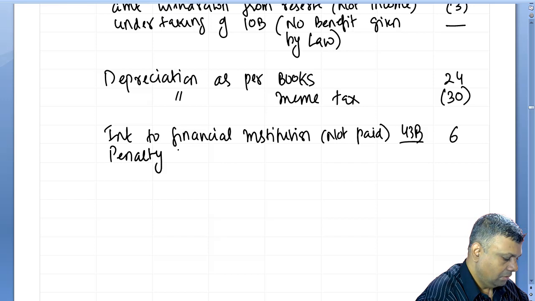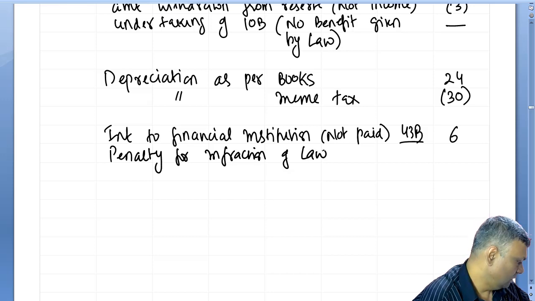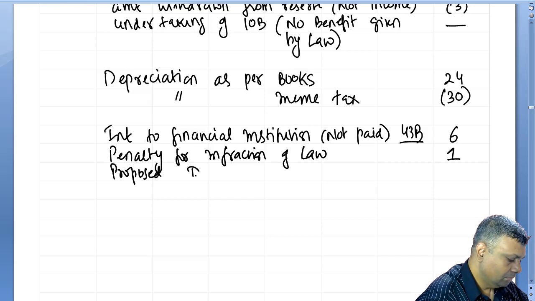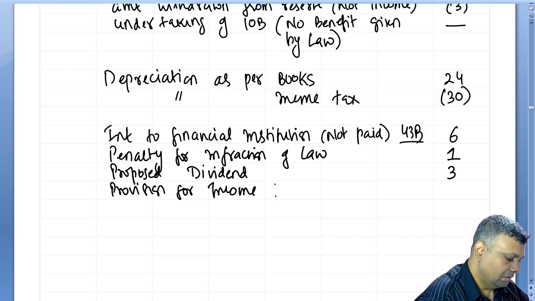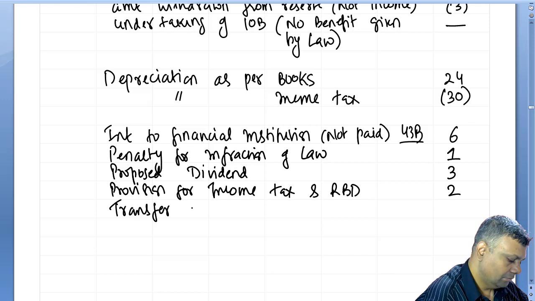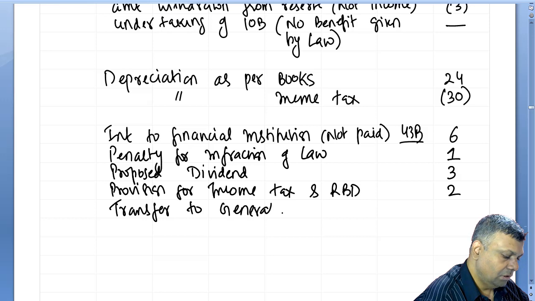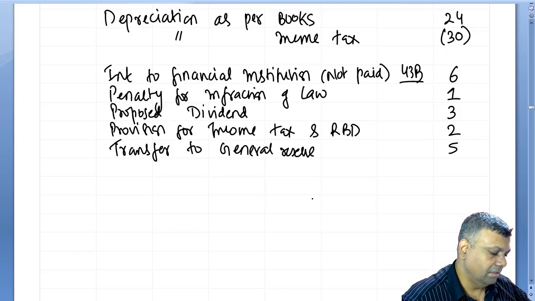Penalty for infraction of law, that is one, not an allowable item. Proposed dividend, add. Provision for income tax and reserve for bad debts, total is 2. Transfer to general reserve, 5. Not an expenditure item at all.